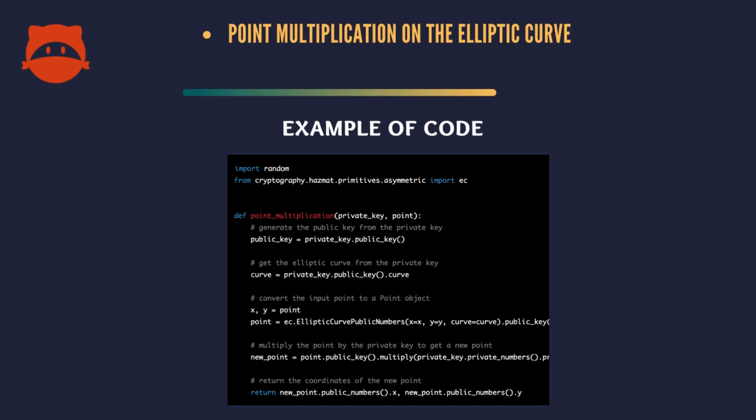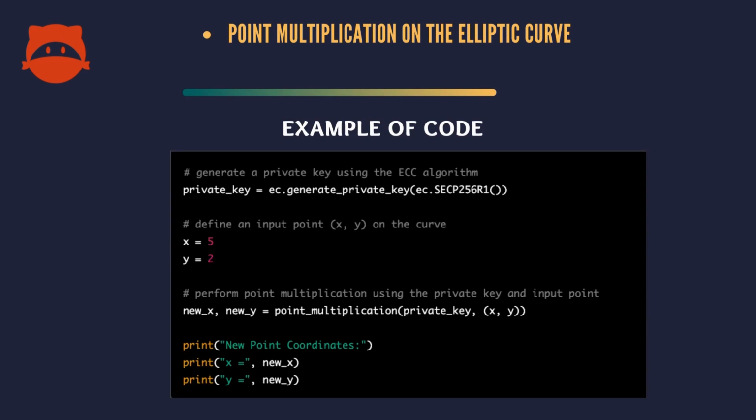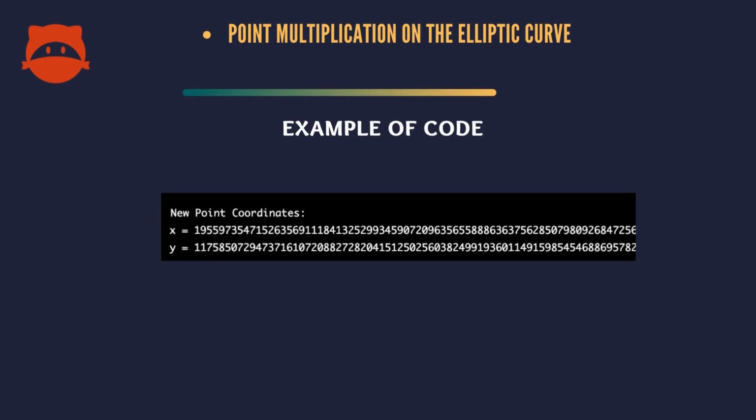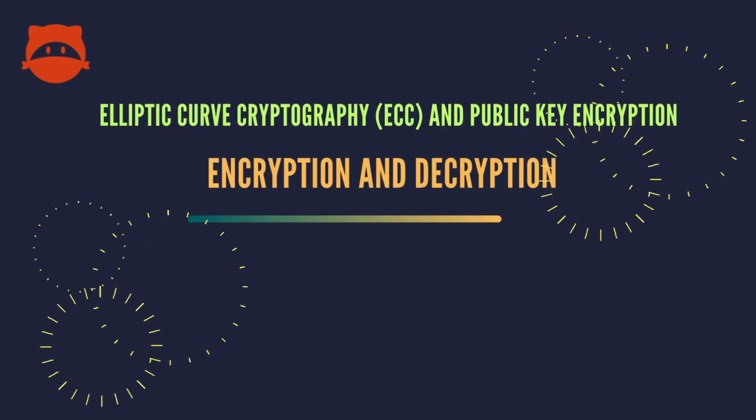Next, it multiplies the point object by the private key using the multiply method of the elliptic curve public key class to get a new point. Finally, it returns the coordinates of the new point. Here's an example of how to use this script to perform point multiplication on the SECP256R1 elliptic curve. When you run this script, it will output the coordinates of the new point resulting from the point multiplication. Note that this is just an example, and in practice, you should always use a secure random number generator and a strong elliptic curve.